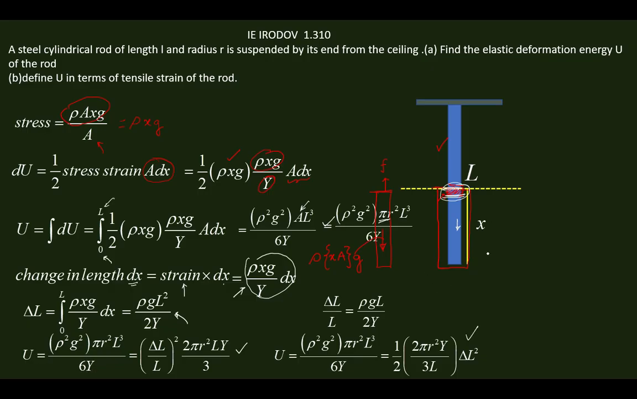And if we compare this expression with the energy of a spring, so that is half k into delta L square. So if you compare the two formulas for energies, then this quantity in the bracket is equivalent k of this rod. So this rod will behave like a spring having this much of spring constant, equivalent spring constant.